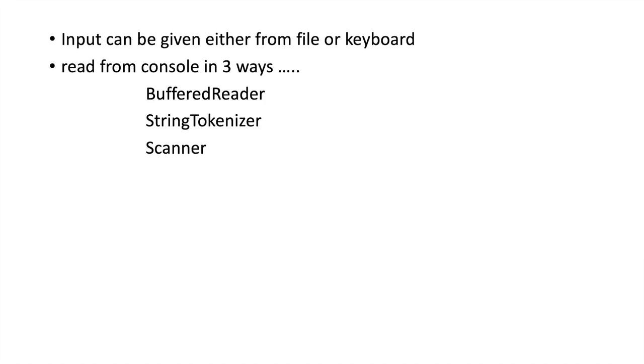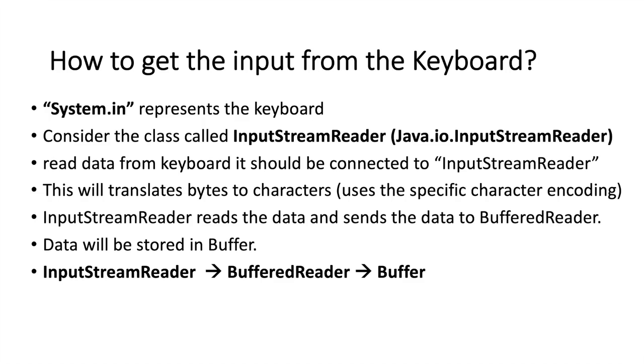In how many ways can we get the input from the console? Here, three ways: one is BufferedReader, the second is StringTokenizer, and the third is Scanner. For this we'll see the example also. Now, System.in: you always see this while getting input from the keyboard, with the Scanner class. System.in always represents the keyboard, so from the keyboard you can get the input.